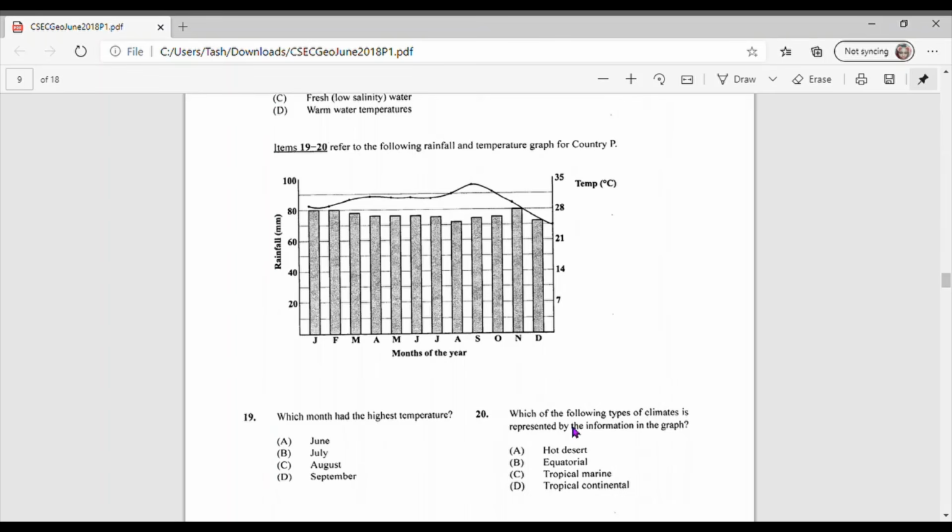Number 20. Which of the following types of climates is represented by the information in the graph? So we have high rainfall and high temperatures.